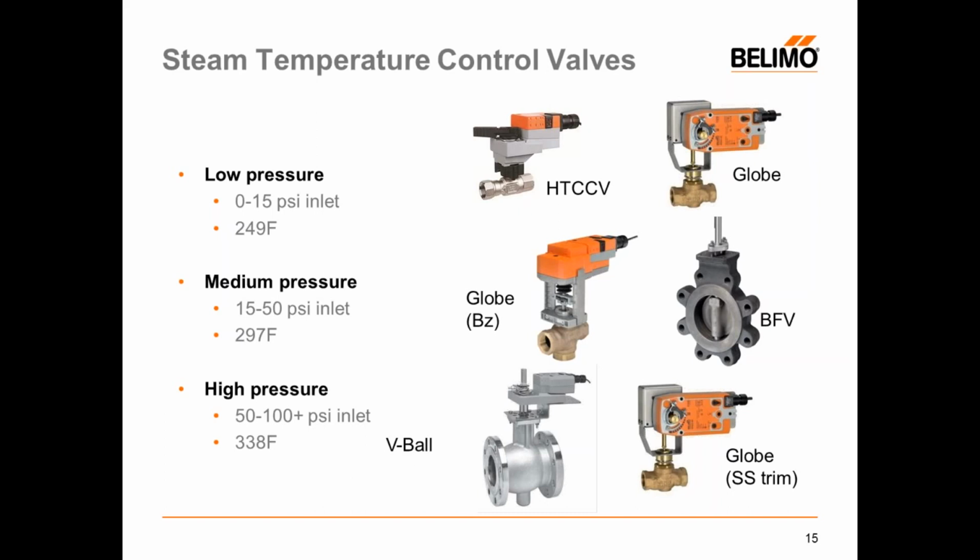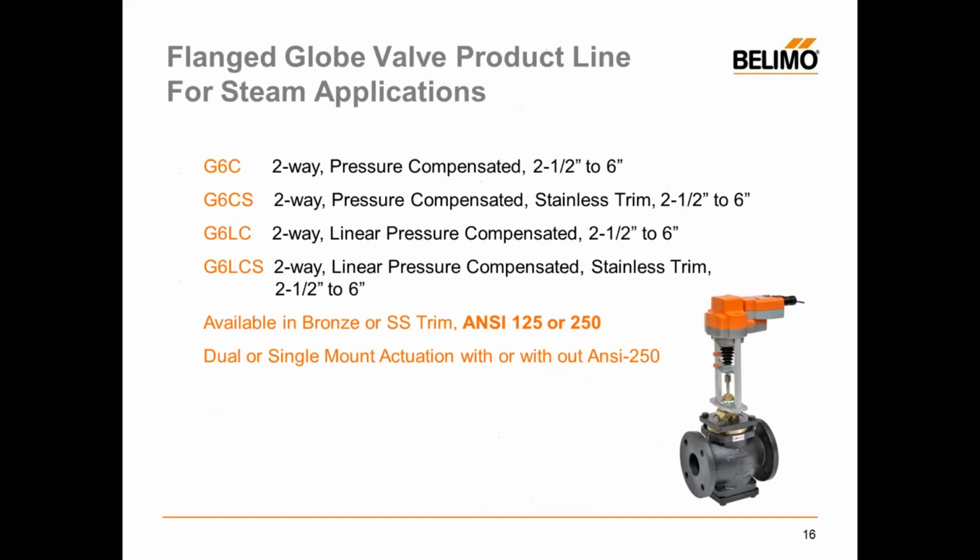A lot of velocity with steam. Steam travels very fast. Butterfly valves, now that's kind of unusual. Only the high performance butterfly valves, and they would only be used for isolation and up to 50 psi. High pressure, we have our V-balls and our stainless steel trim globes. The globe valves come in different configurations for different pressures.